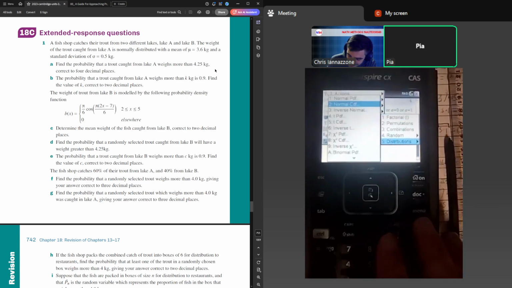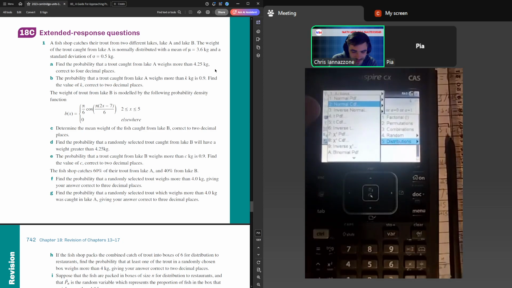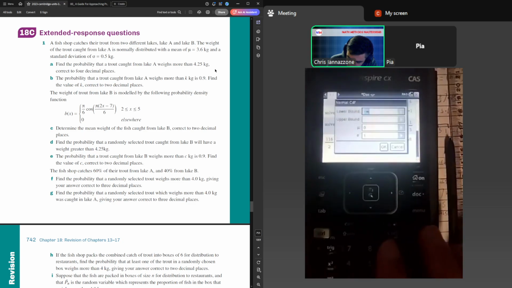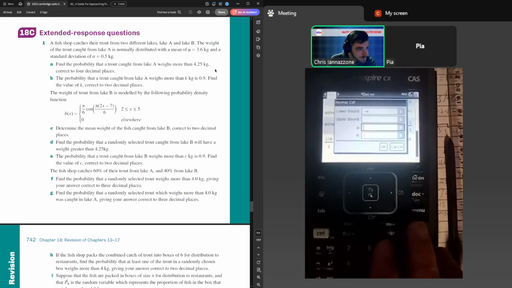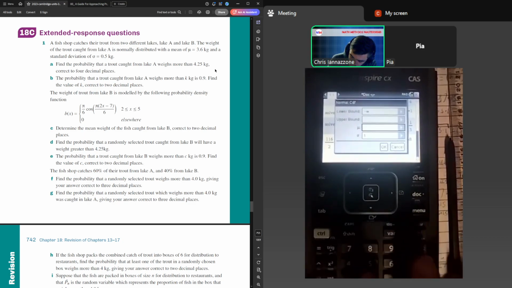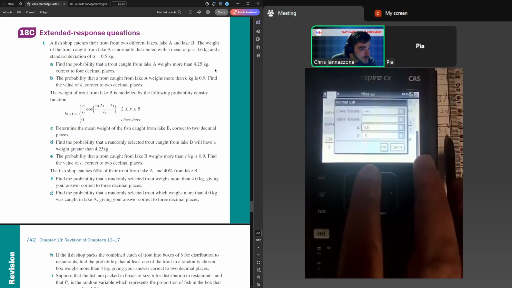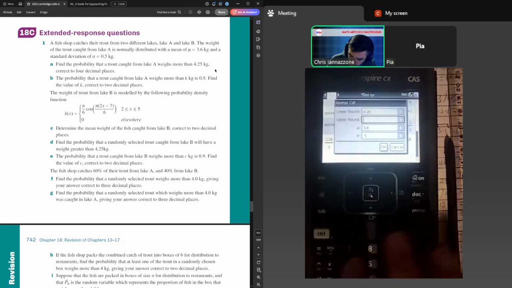We've done one class on each thing. It's going to be this normal CDF option here, and it's the same for the Casio as well. You put a lower bound, you put an upper bound, and you put the mean and standard deviation. We knew the mean was 3.6, so we put that in there. We knew the standard deviation was 0.5. We're looking for greater than 4.25, which means our lower bound is 4.25.